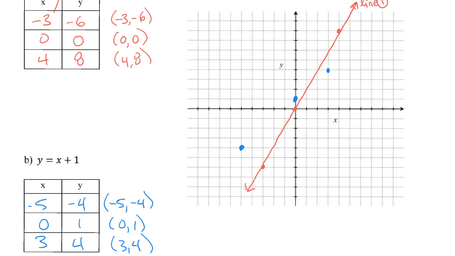And then I might do the same thing. I might just connect those dots and put little arrows at the end to indicate that this is going to go on longer than that. And this is going to be line 2. Okay, and so there we go. So we're seeing how these relationships can be graphed.